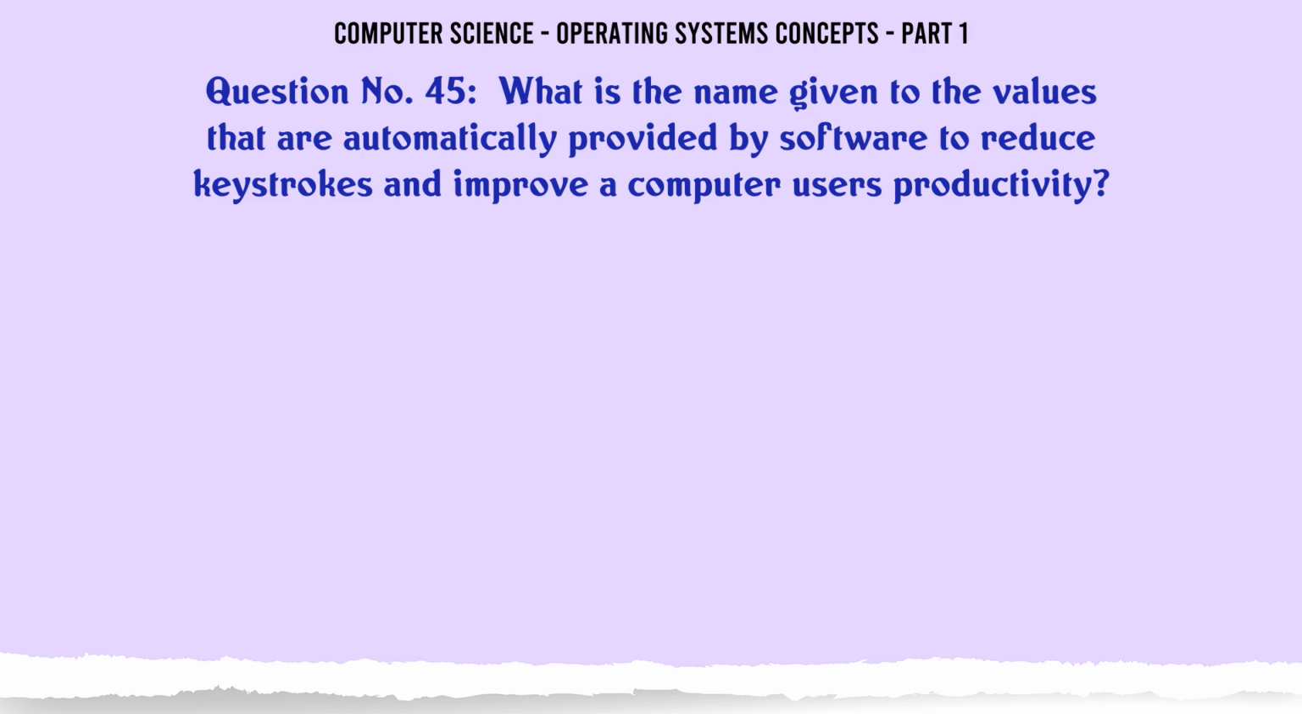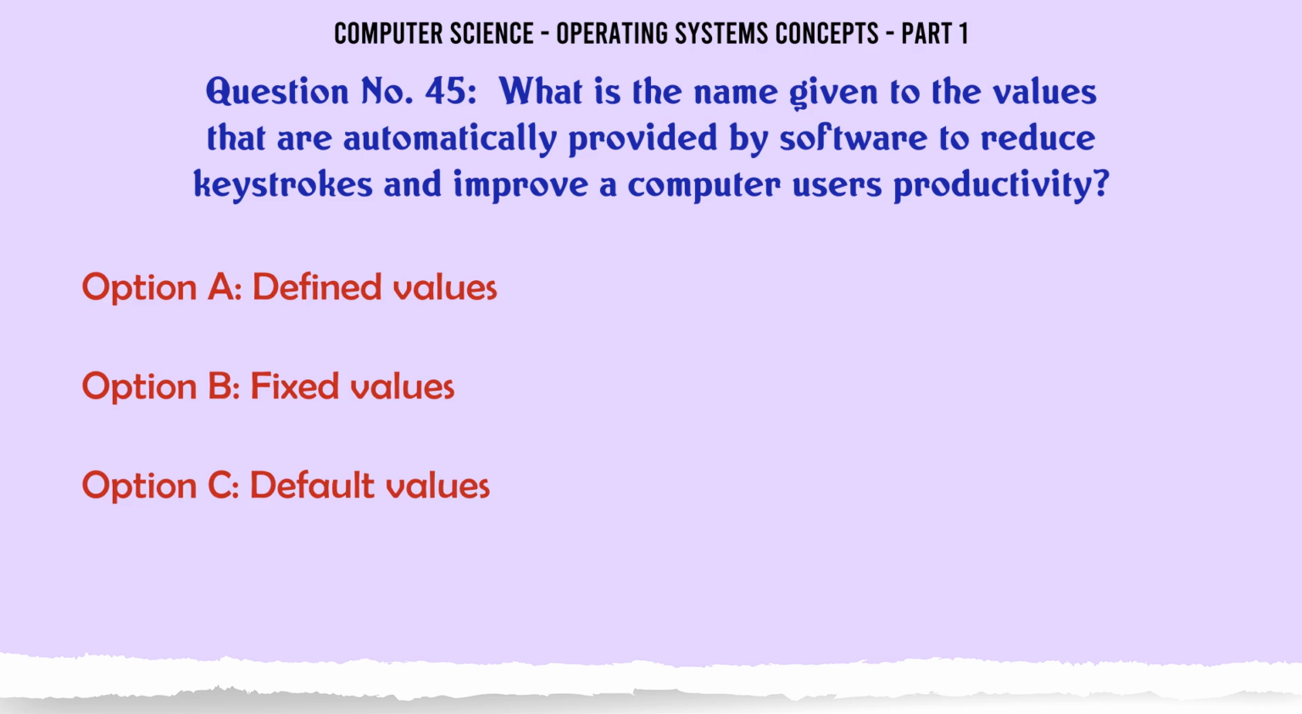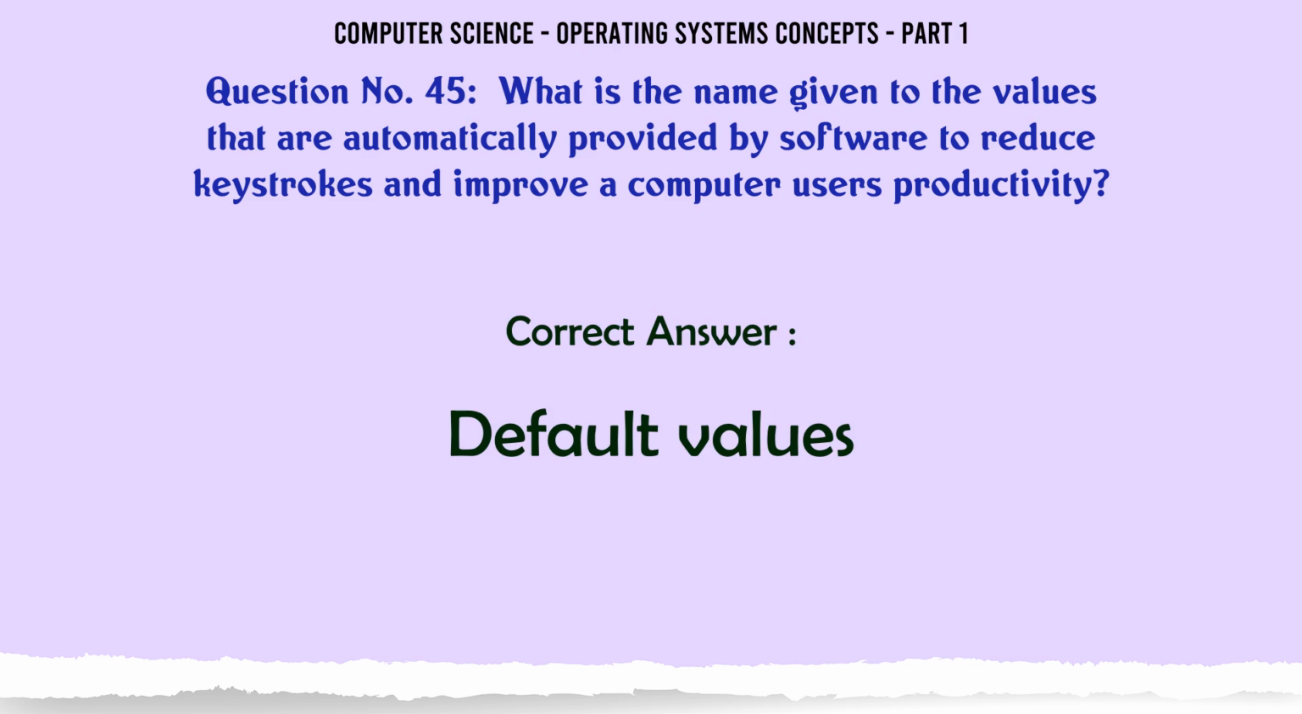What is the name given to the values that are automatically provided by software to reduce keystrokes and improve a computer user's productivity? A. Defined values. B. Fixed values. C. Default values. D. Special values. The correct answer is default values.